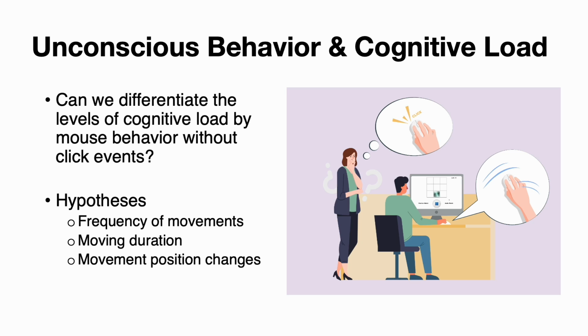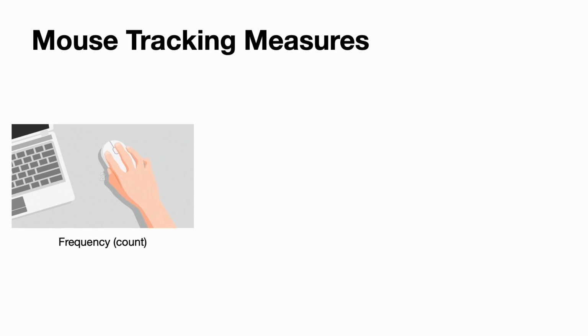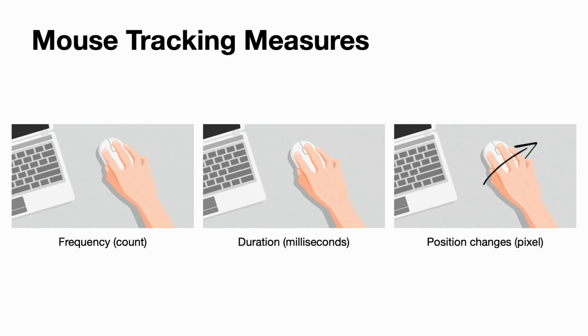We assume that three types of mouse movements may show participants' workload. Moving frequency is about the count of how many times participants move their mouse. Movement duration is the gap between movements, and position change is how far participants moved their mouse.